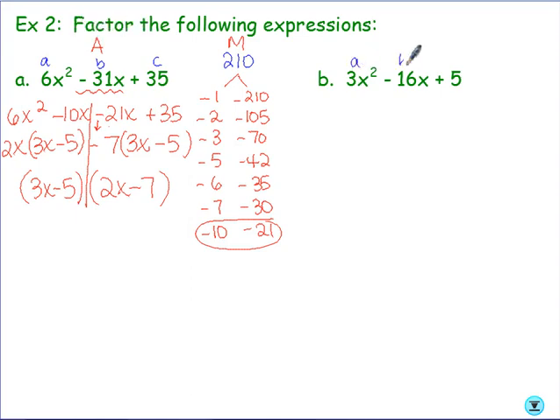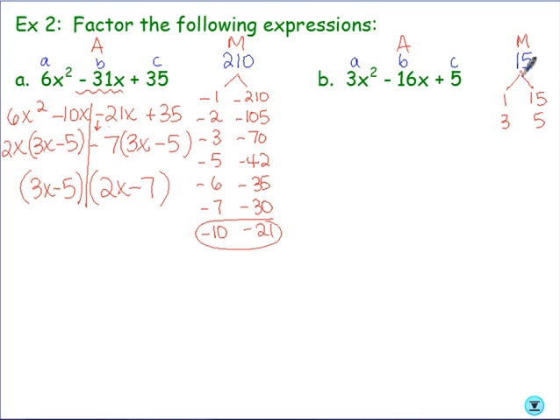A, B, and C. We are multiplying A and C to get 15. We are looking for two numbers that multiply to give us 15 and add to give us negative 16. 15 has a short list. It's 1 and 15 or 3 and 5.